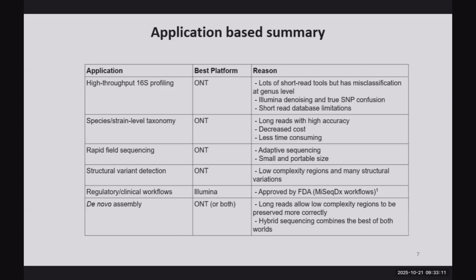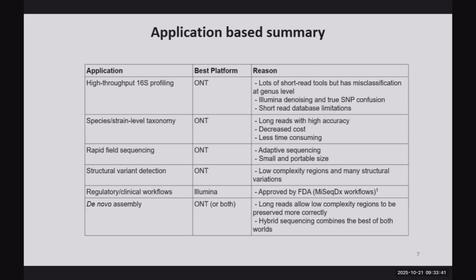For species level information, for sure ONT, because ONT covers the whole region. So you know where the sequence is coming from. It also means decreased cost and less time. Rapid field sequencing, if you're on a boat in the marine environment and want to sequence samples, ONT. Even in space, they are using ONT. Structural variant determination, ONT.